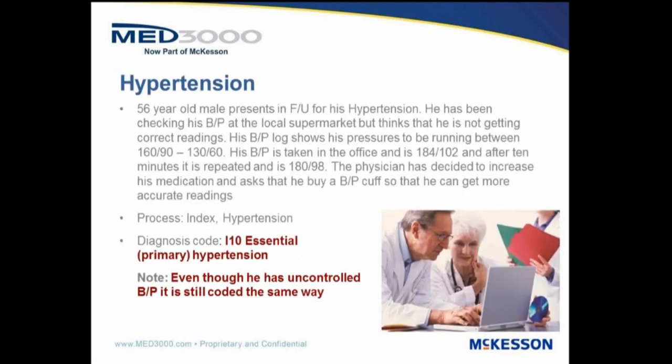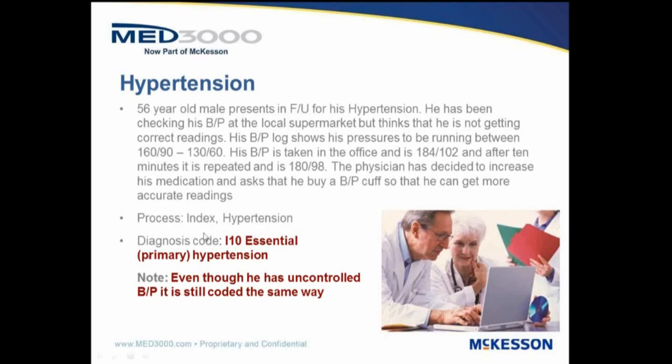With hypertension, one of the things is being specific as to what we are looking at and how the physicians are documenting. In this scenario, a patient went to the local supermarket and had the BP checked. It showed that it was high. They now call, and the physician decides, due to the blood pressure issues, to increase medications, and asks that they buy a blood pressure cuff so that they can monitor themselves and get some accurate readings.